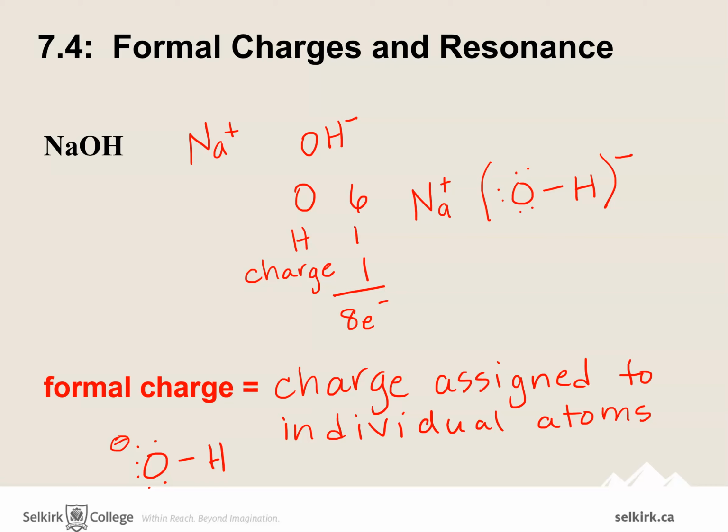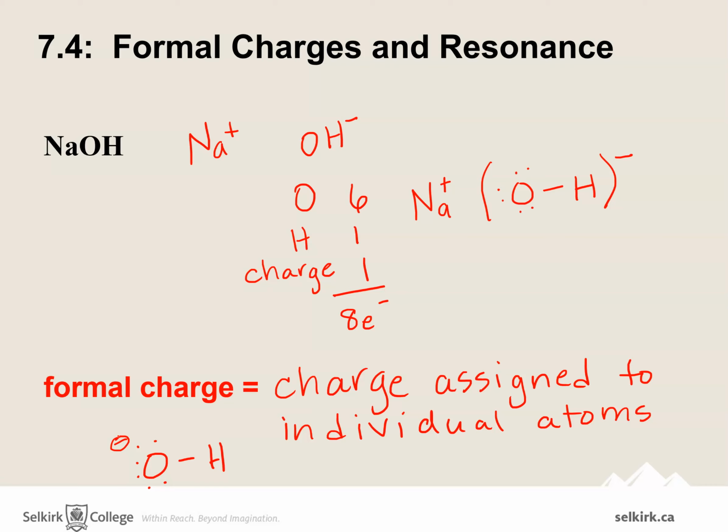All right, let's try it for the hydrogen. How many valence electrons do I expect hydrogen to have? From its position in the periodic table, I expect it to have 1. How many is it contributing to this structure? 1 from the bond. So the hydrogen has no formal charge.